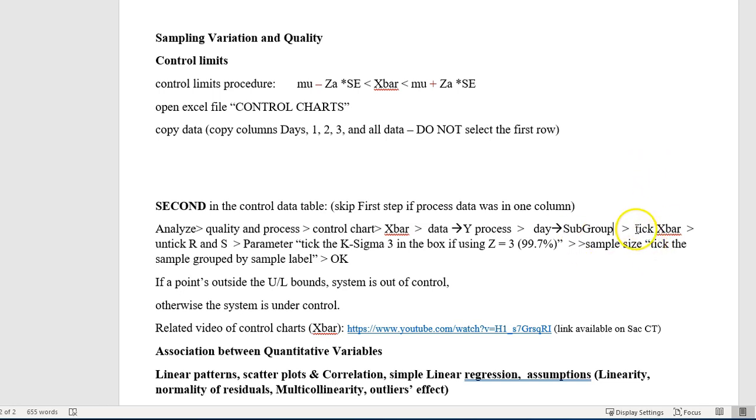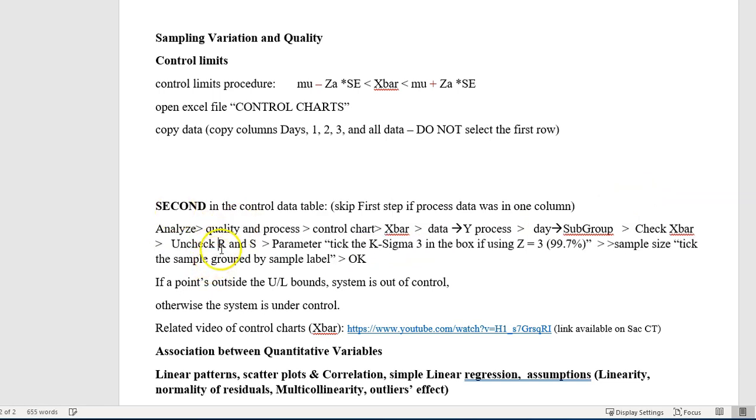Thank you. So check the XBAR, and uncheck R and S. We don't use R bar, R chart and S chart here. Okay, we just use XBAR chart. Parameter, sigma, how many times sigma do we need? Let me show you this one. I think I did not show you this one. So let me open the control charts.